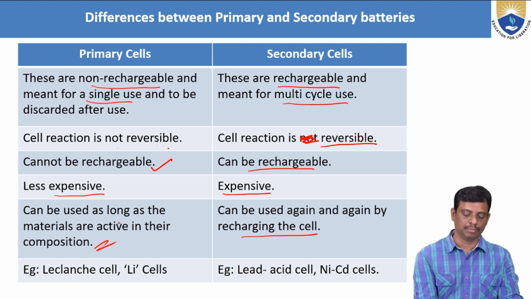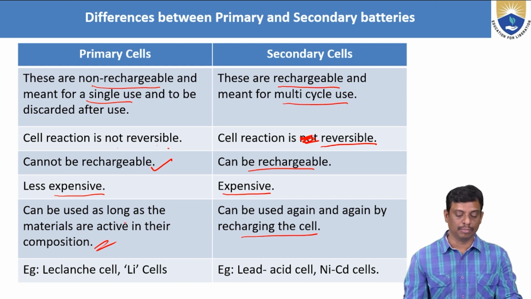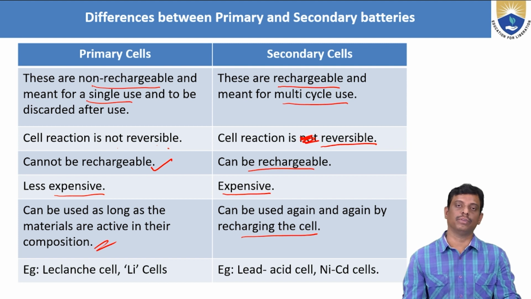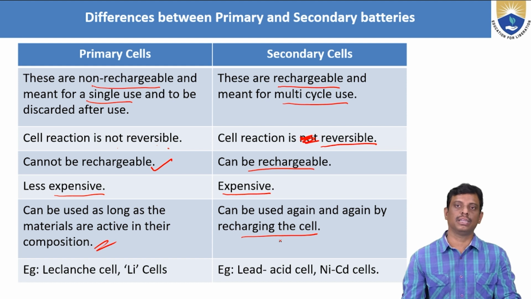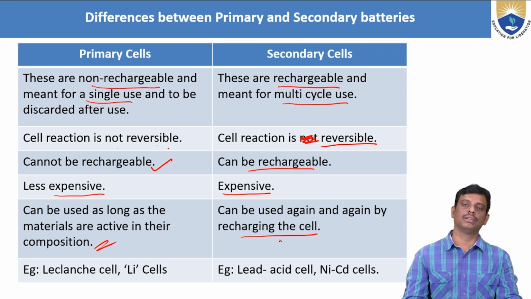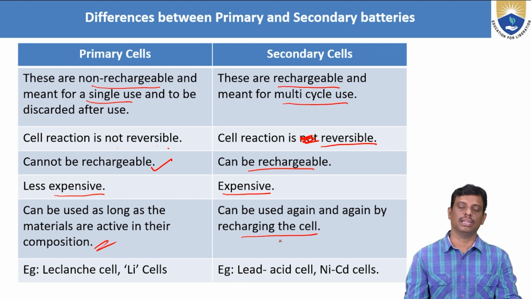But with primary batteries, it depends on the material present in the cell, how much electrochemical reaction would happen in the cell. Compared to that, the secondary cell we can recharge again. We can recharge the cell.